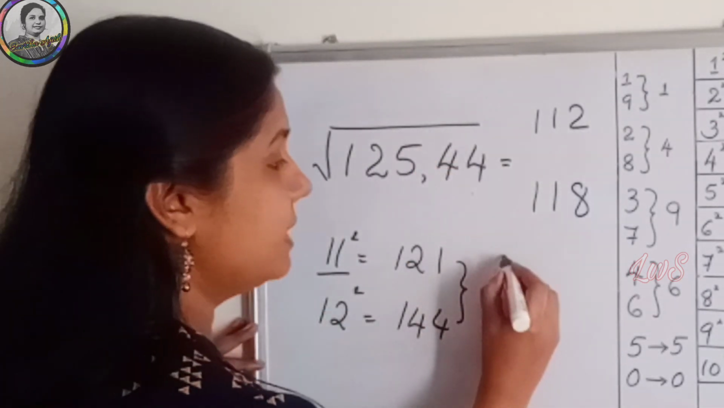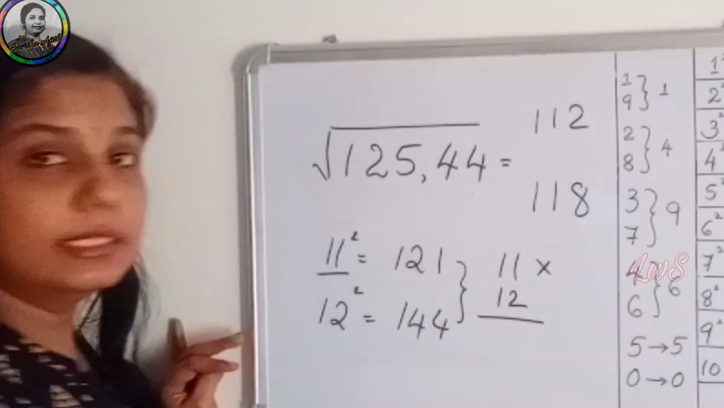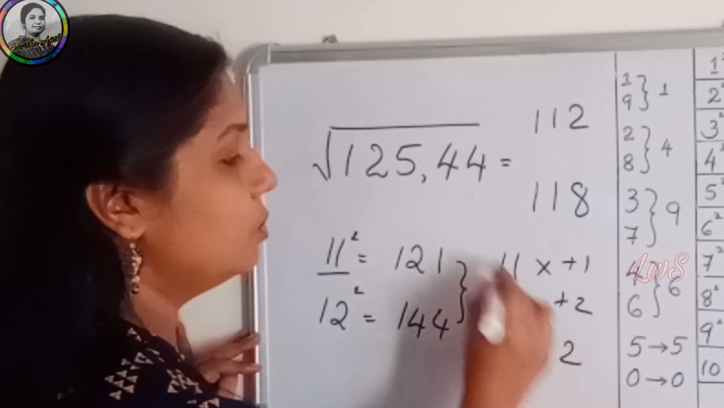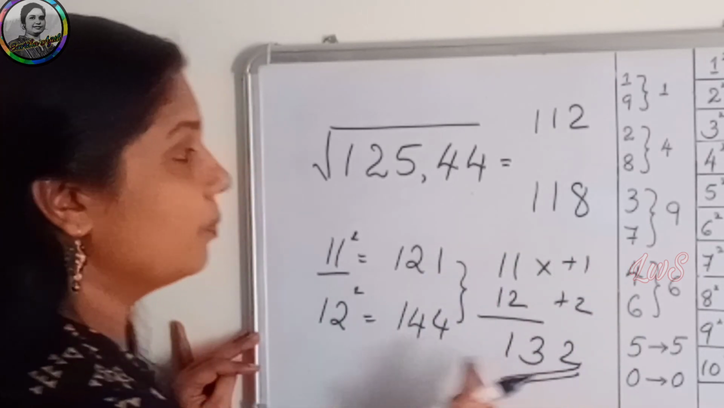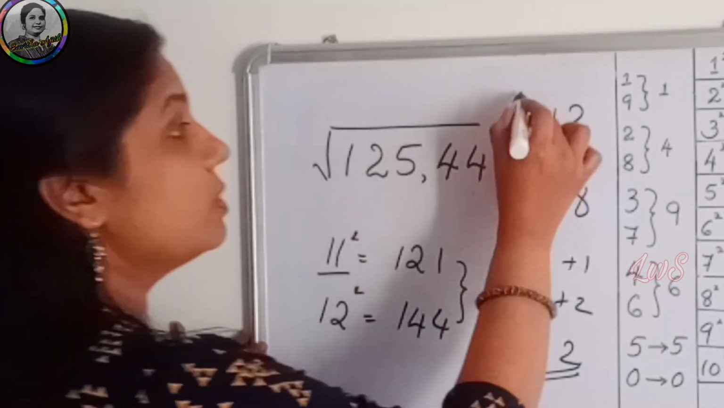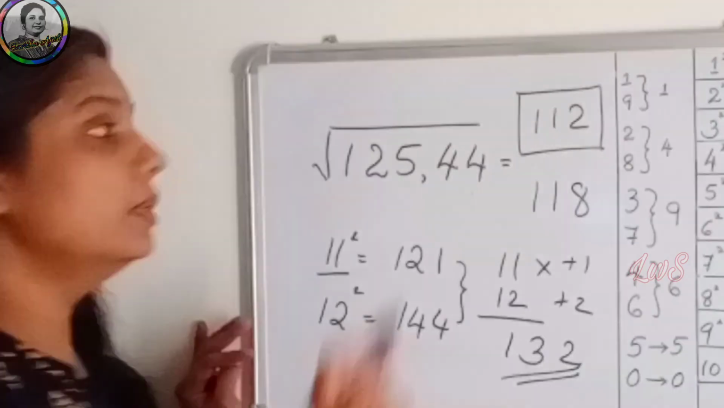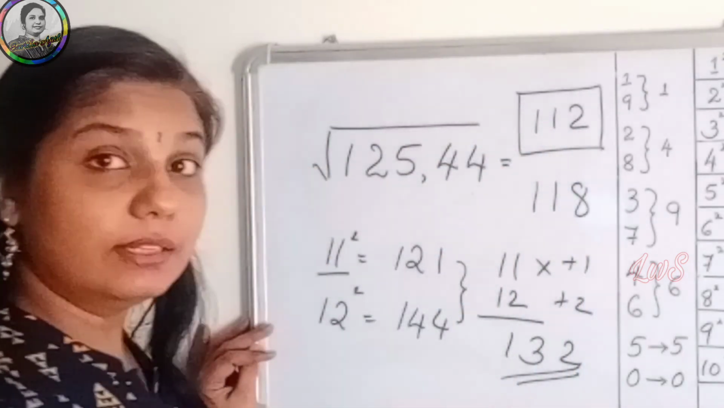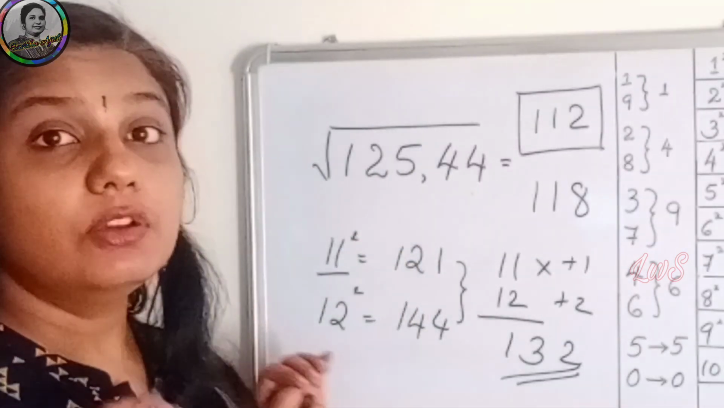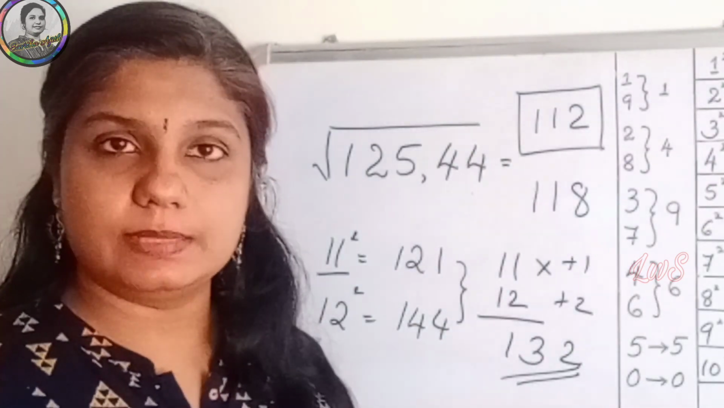So as in the previous case, we multiply 11 with its Ekathigena, that is 12. Here it is 132, and 125 is less than 132, so we take the smaller number. Square root of 12544 is 112. We use the same method to find the square root of this 5-digit number. We can use this method for slightly bigger numbers.